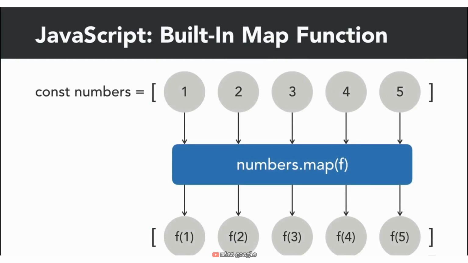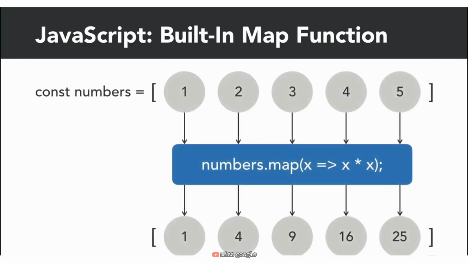Map then returns another array that contains the return values of the function for each element in our original array. So in other words, it takes each element and maps it to the return value of the function we give it. If this function does something like square a number, for example, map will return a new array where each of the numbers has been squared.